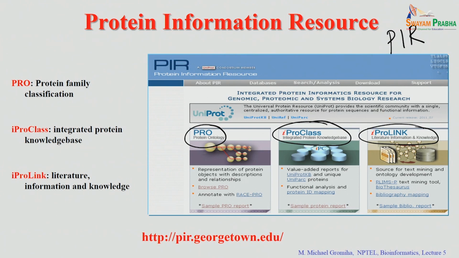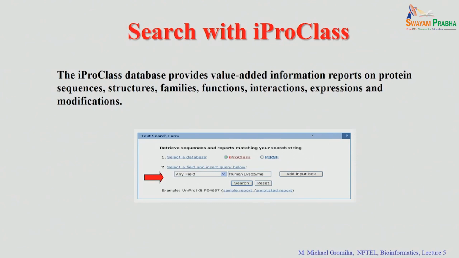For example, in the case of protein ontology, they mainly represent protein objects with descriptions as well as relationships, and they give different function information. In iProClass, they give the function analysis and mapping as well as mainly the sequence information. In iProLink, they give the source for text mining and ontology development. You can have different links with different aspects like bibliography, mapping and so on. Then, how to use this database?